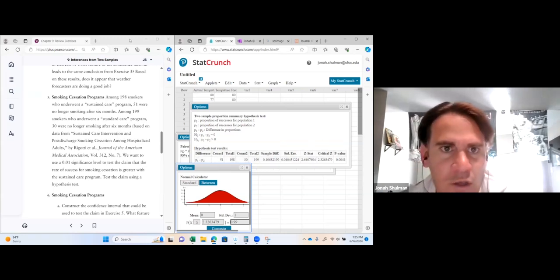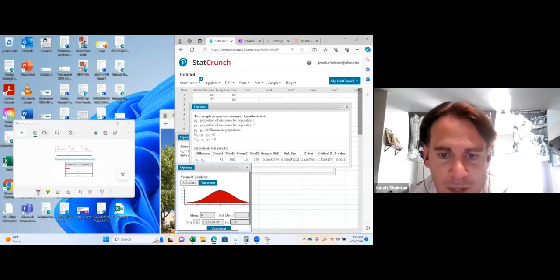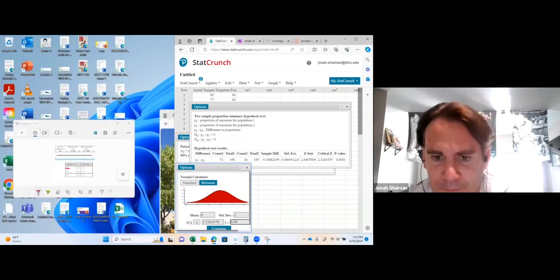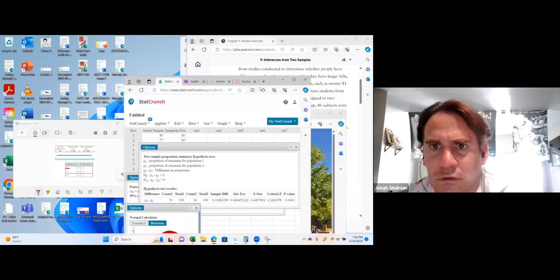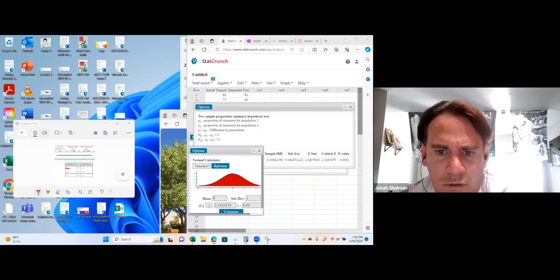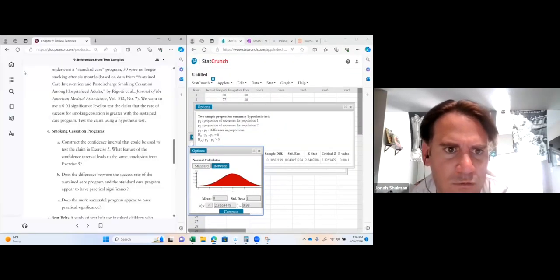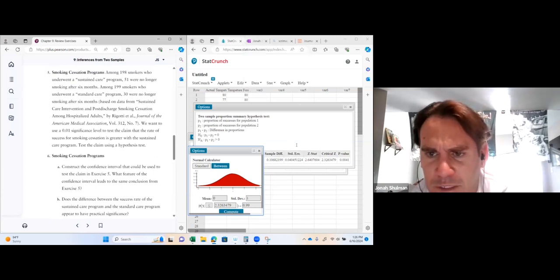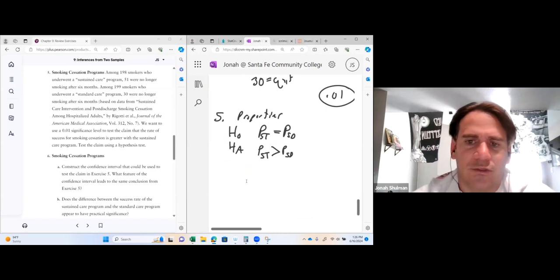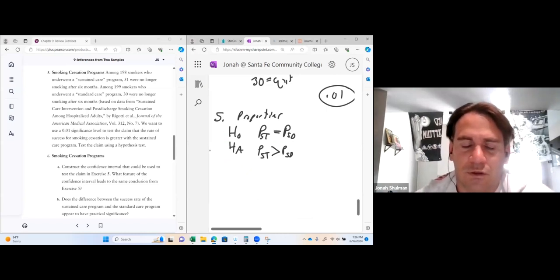That's what we need. So either way, you want to write 5. You can tell that it's going to be significantly different. So 5, we reject the null, which is what we want to do.